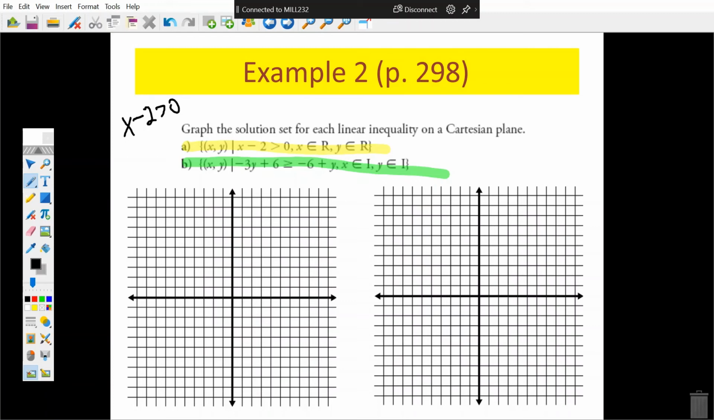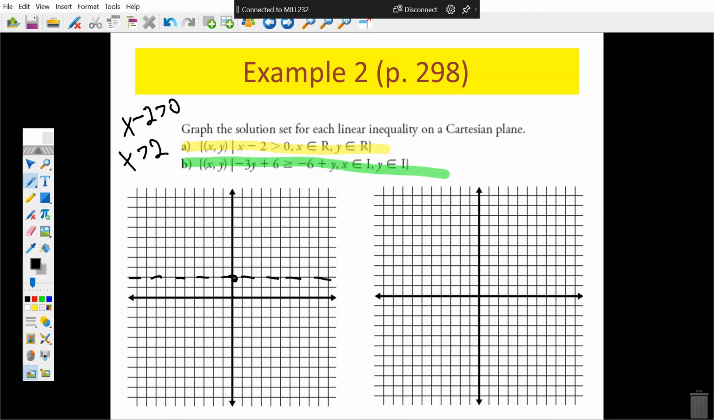Let's graph this first. So if x minus 2 is greater than 0, we get x by itself. x is greater than 2. When x is greater than 2, that makes a vertical line at 2. It's not equal to, right? So it's just going to be a dashed line at 2. Okay? So we graphed our equation, x is greater than 2. Now we can find the solution set.